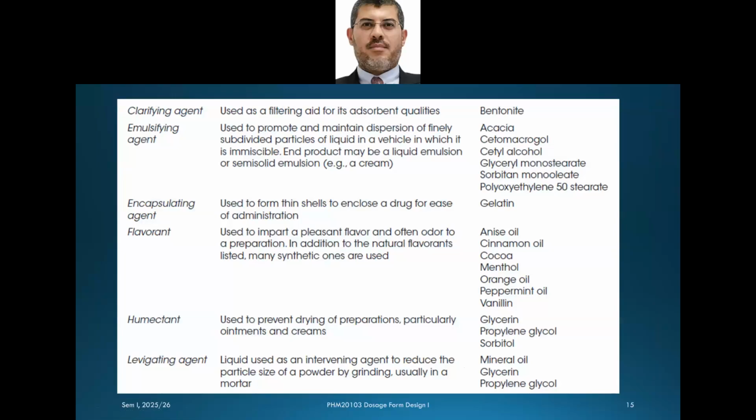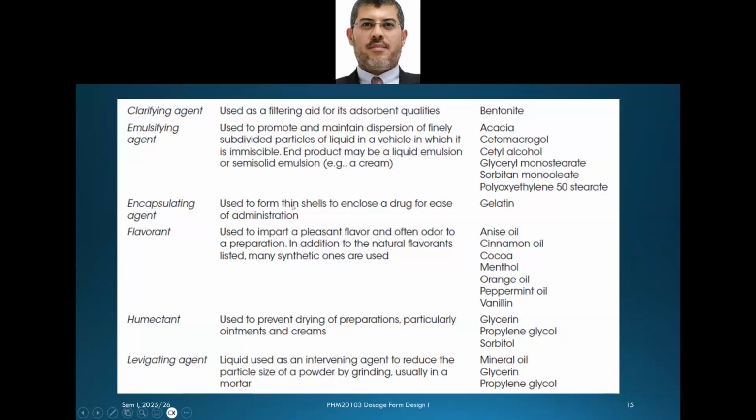Some excipients used in some formulations are clarifying agents. They are used as a filtering aid because of their adsorbent qualities, like bentonite. Emulsifying agents are used for making emulsions, like creams and lotions. They promote and maintain dispersion of oil in water or water in oil to make an emulsion or cream. Examples are acacia, cetomacrogol, cetyl alcohol, glyceryl monostearate, sorbitan, polyoxyethylene 50 stearate.